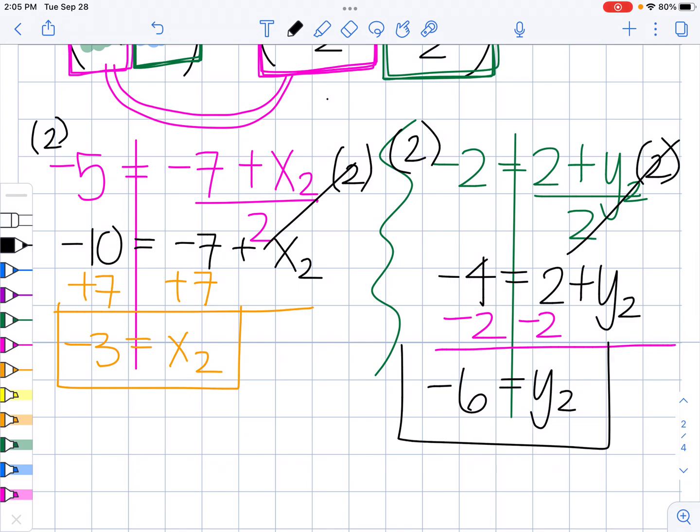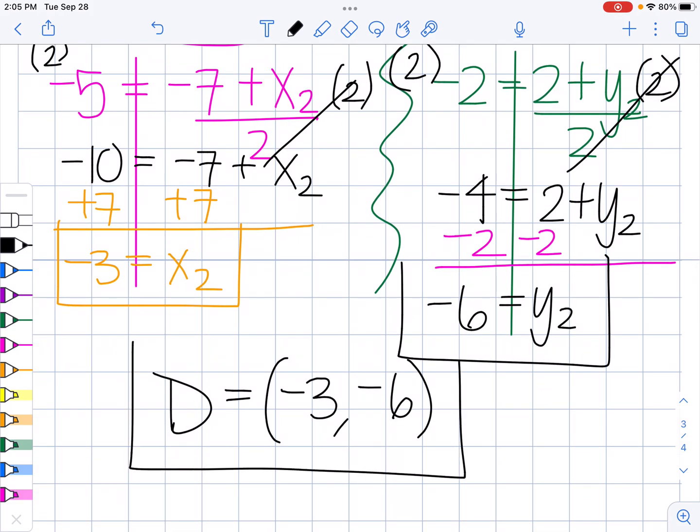So that means that my point D, my other ordered pair, has an x value of -3 and a y value of -6. That is my final answer. Let me know if you have any questions. Good luck.